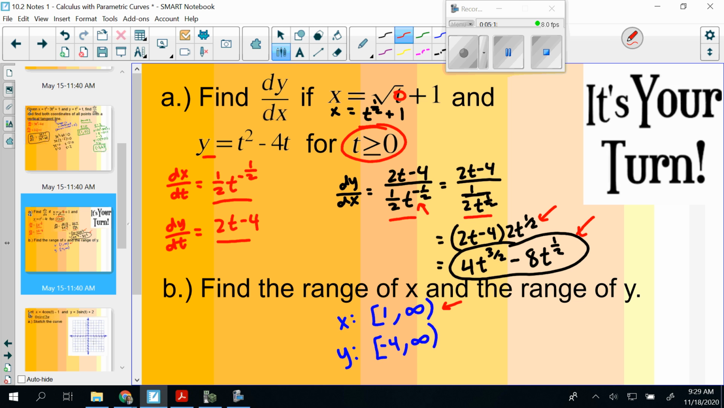For y, if you put in 0, you're going to get -4. And I think that's the lowest it'll go. If you put numbers bigger in there, like 1, it's going to be -3. Put 2 in there, it is going to go back to -4. 3 would be -3, and all the other values are bigger, so the lowest this is going to be is -4, so y is -4 to infinity.